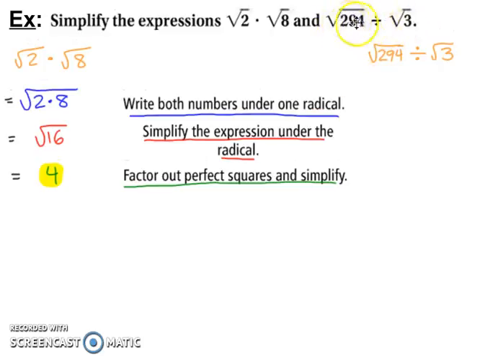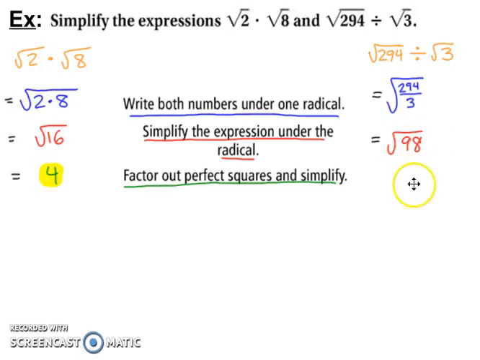Now we're going to do our other example on the slide, root 294 divided by root 3. I'm going to follow the same steps. So first, I am going to write both numbers under one radical. So I'm going to rewrite this as the square root of 294 over 3. Next, I'm going to simplify the expression under the radical. So if you take 294 and divide by 3, that will give you 98. And I will factor out any perfect squares and simplify.